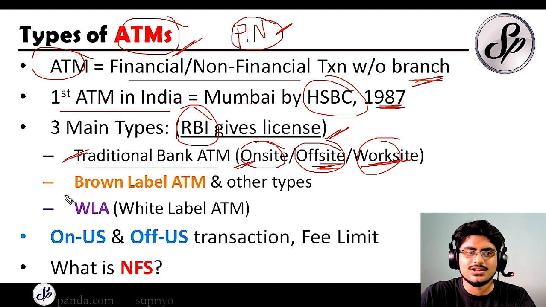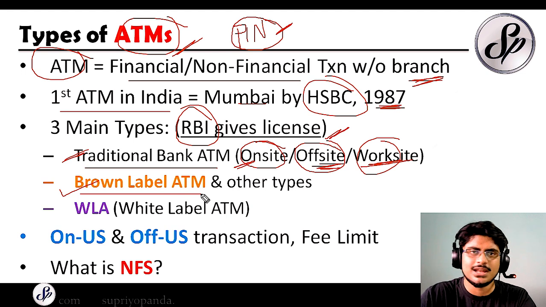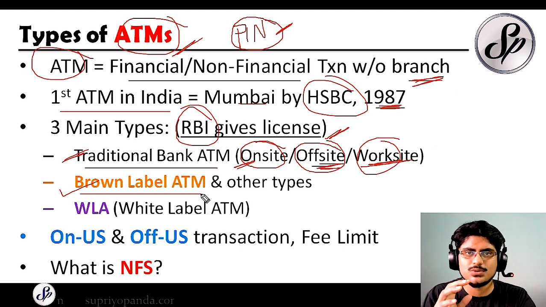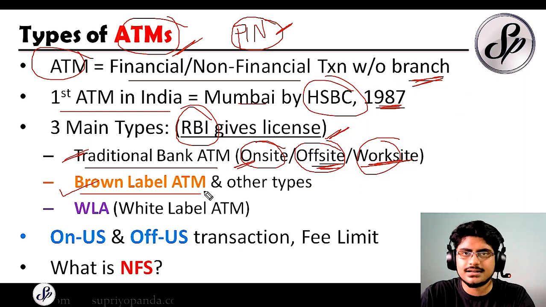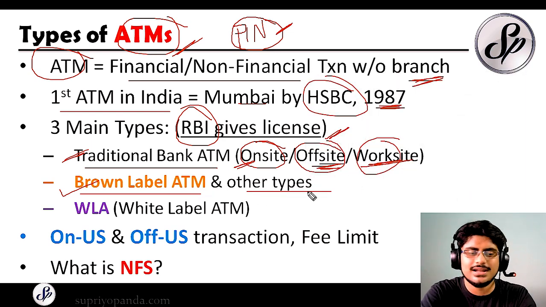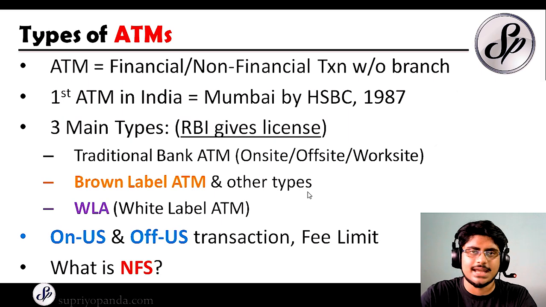Then we have what is called a brown label ATM. So what is this brown label ATM thing? Brown label ATM is mainly created because we wanted to reduce the cost of operating an ATM machine. There are some companies which own these ATMs, but the logo is going to be of the sponsor bank, and the cash management also is going to be done by a sponsor bank. Those are called brown label ATMs. And there are also some other types. So let's take a look at the other types of ATMs.